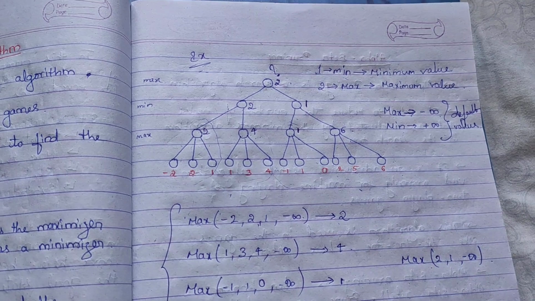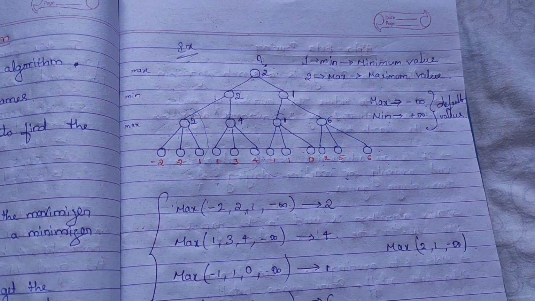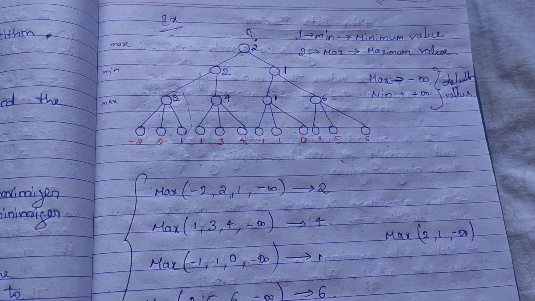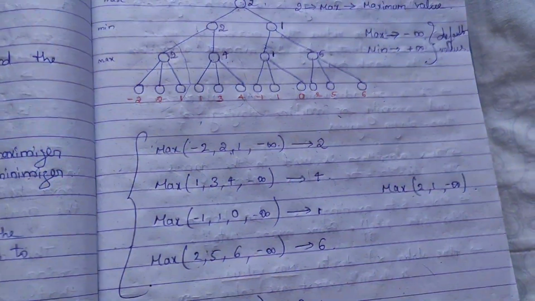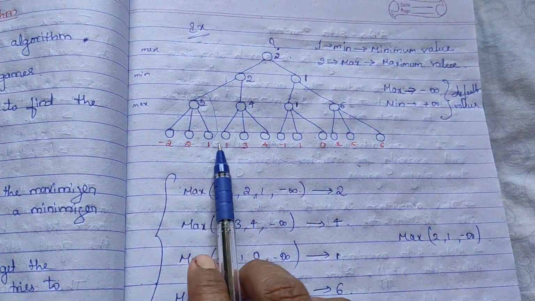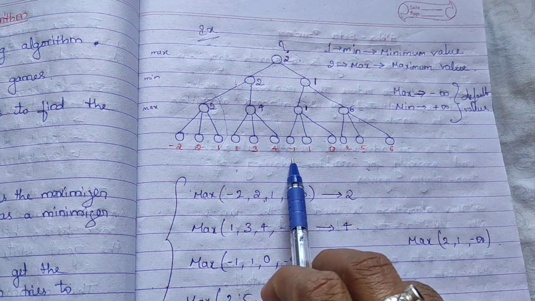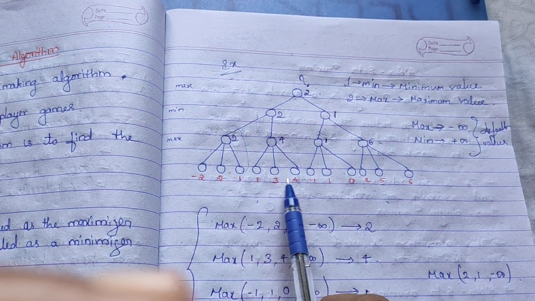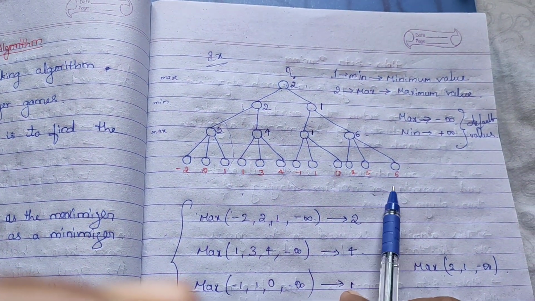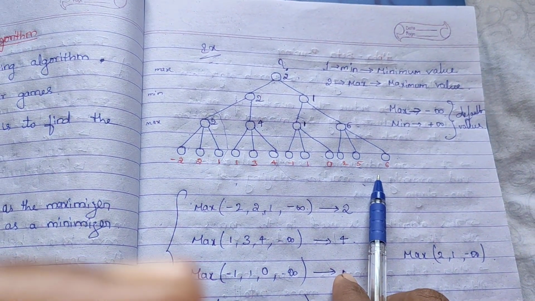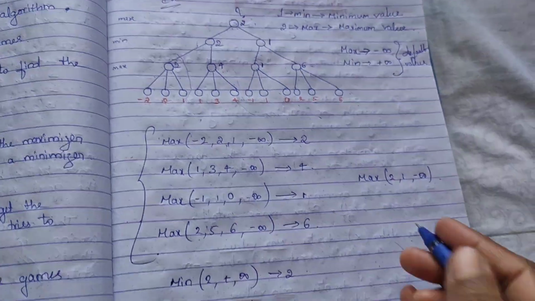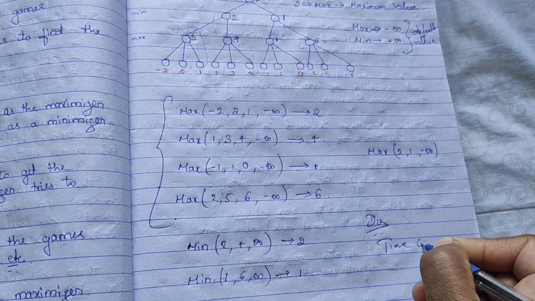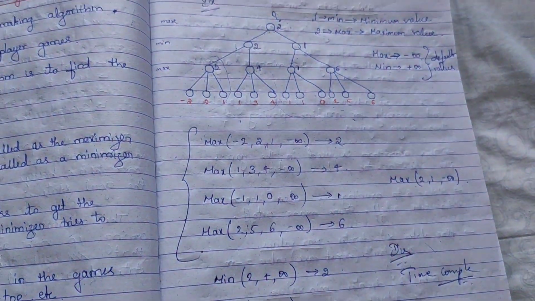And what is the main drawback? The main drawback of this min-max algorithm is nothing but we have to check each and every child leaf node here. To trace only a single node, we have to check each and every leaf node here. Understanding the concept? So the drawback, disadvantage or limitation is nothing but time complexity. Time complexity is more. Understood?